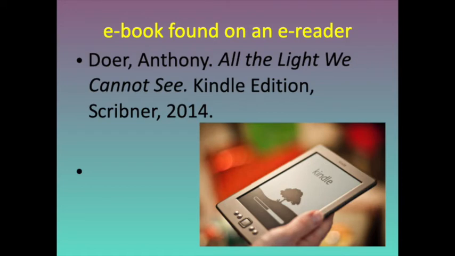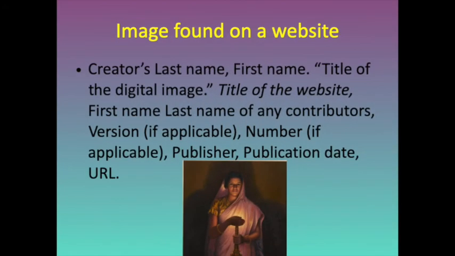Author's last name, first name, period. Title of the ebook in italics, period. Name of e-reader device, publisher, year of publication, period. If you are using an image found on a website, creator's last name, first name, period.